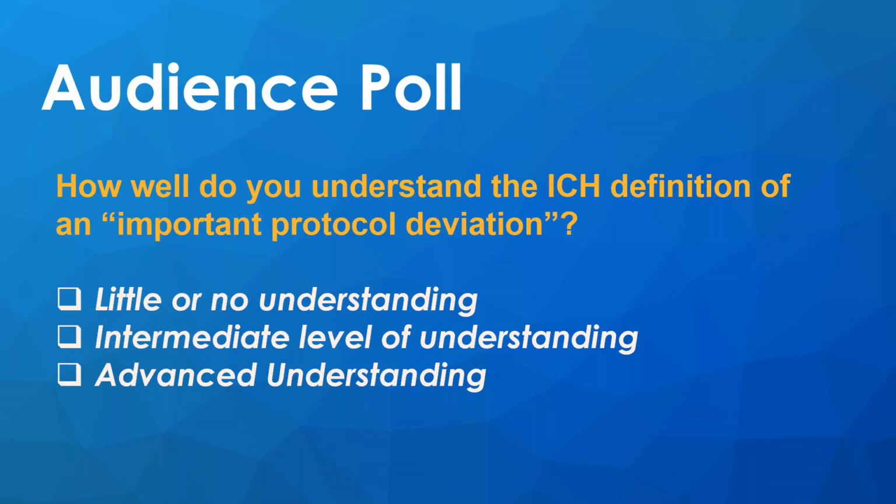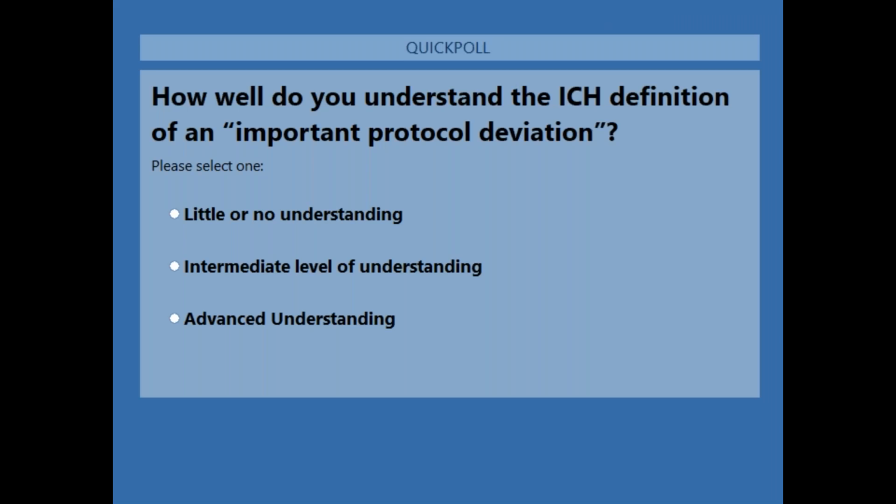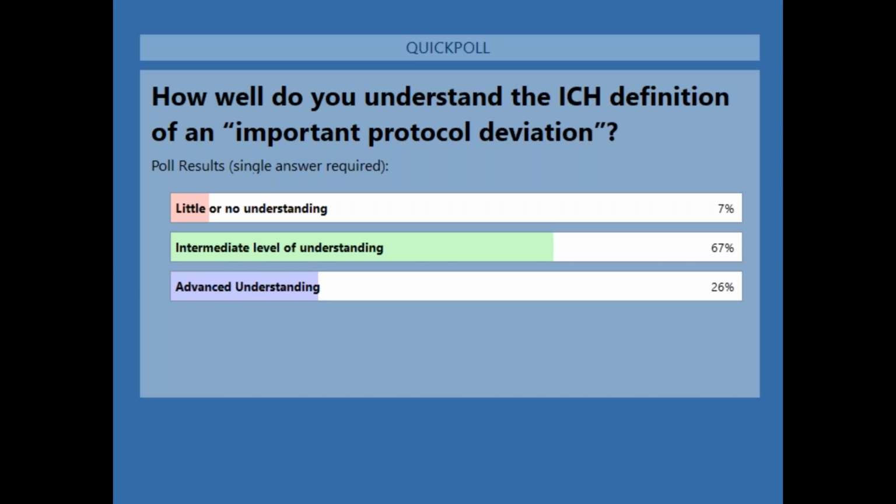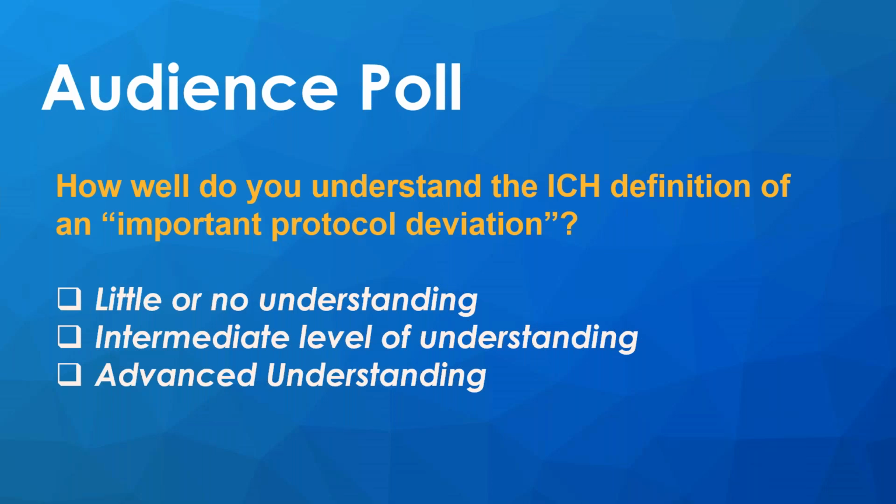So before we get started, I'd like to ask you your first polling question. How well do you understand the ICH definition of an important protocol deviation? Little to no understanding? Do you have an intermediate level of understanding, or do you have an advanced understanding? It looks like we're looking at about an intermediate level of understanding, followed by a little bit of an advanced understanding. So I think most of us have voted. I'm going to close the poll, and I'm going to share the response with you. So it looks like we're about at an intermediate level of understanding as the majority of those attending. So let's move on.